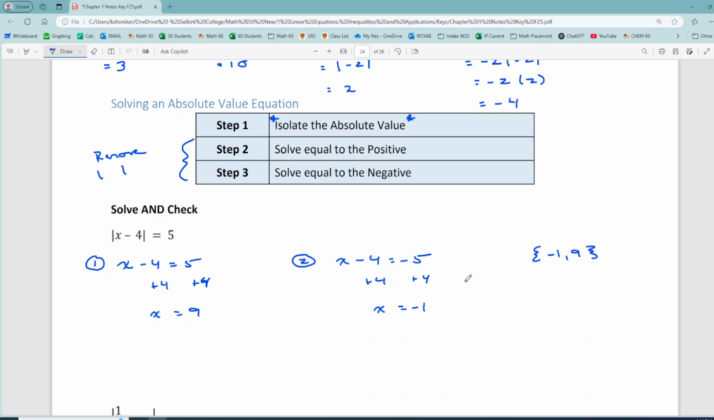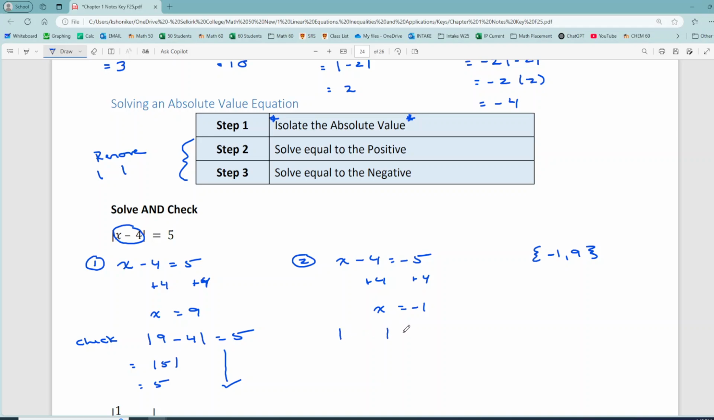What does that mean? Well, it means that if I was to check these 2 solutions, when I plug in x is 9, I get the absolute value of 9 minus 4. Does that equal 5? Checking the left side, the first thing I'm going to do is simplify inside the bracket. 9 minus 4 is 5. The absolute value of 5 is 5. Okay, it worked. When I put in x is 9, I got 5 in here, and then the absolute value of 5 is 5.